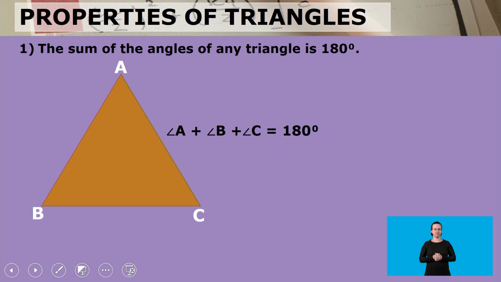And the first part reminds us that the sum of angles of any triangle is 180. I wanted to stress the part any triangle. Irrespective of its shape, when you add the angles, angle A, angle B, and angle C, your outcome will always be 180 degrees.